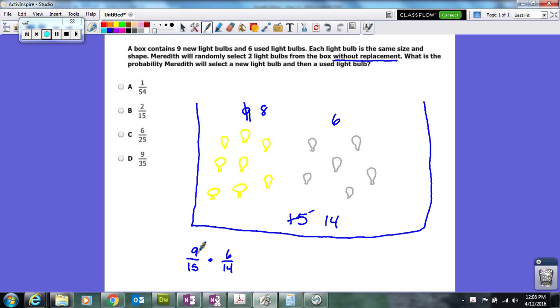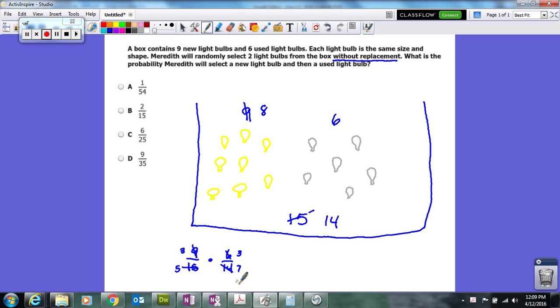So I multiply 9 times 6, and I multiply 15 times 14. Before I do that, you guys, I'm going to simplify this expression a little bit. I notice 9 over 15, 3 is a factor of both of those. So I can simplify this by dividing the 9 by 3, turning it into a 3, and dividing the 15 by 3, turning it into a 5. And then I can simplify the 6 and the 14, because 2 is a factor of both of those. So 2 goes into 6 3 times, and 2 goes into 14 7 times.